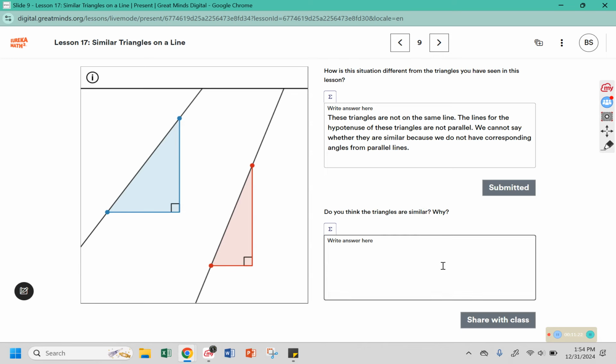Do you think the triangles are similar? Not necessarily, because we are not given that the lines are parallel. If they tell us these lines are parallel, then we could make a claim that they are similar by these angles being similar, but we are not given that information. Just based on looks, I would say these lines are not parallel, so I would say they are not similar.